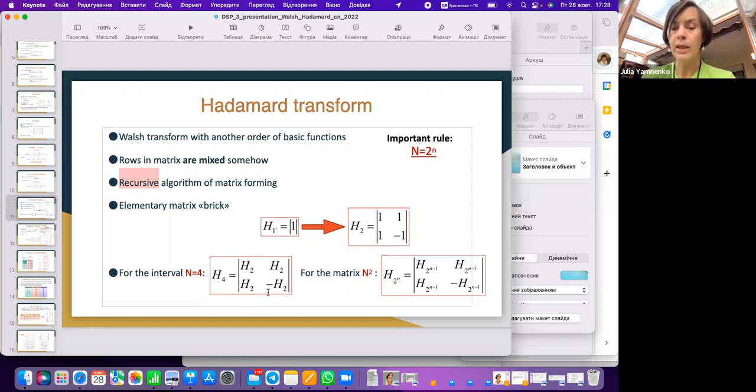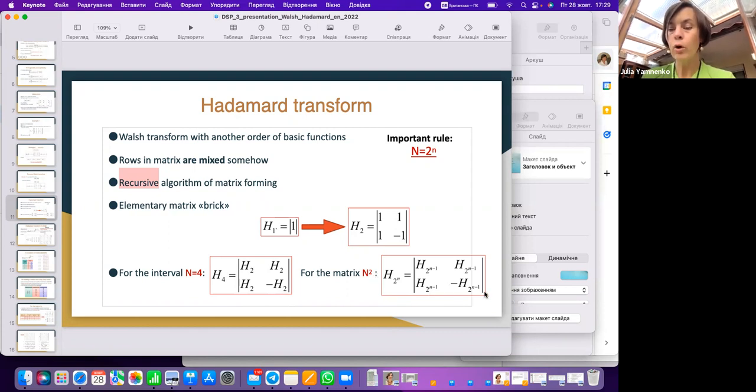The remaining place we should fill with the same, but with the opposite sign. So we put minus H2. And then we can put instead of each of these elements a matrix. So H2 is 1, 1, 1, minus 1, and we should put it here, and here, and here, and also here, but with the opposite sign, with a minus. And as a result, we will obtain a matrix 4 by 4.